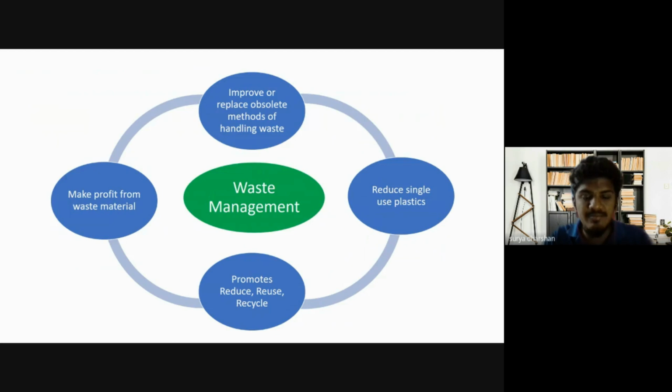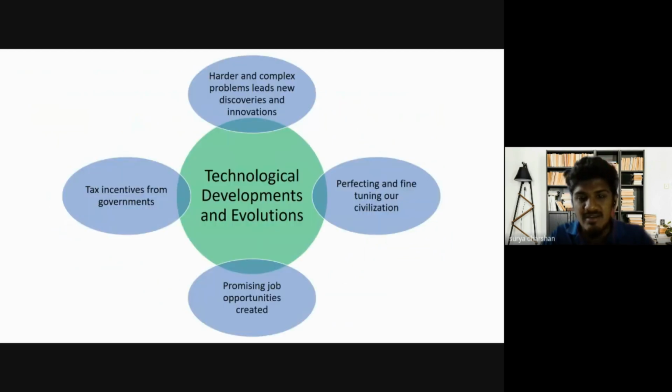Next slide. Finally, it cannot be denied that green technology always advances our civilization through technological developments and evolutions. The complexity that every green technology comes with leads to new innovations all the time, constantly perfecting and fine-tuning our world.